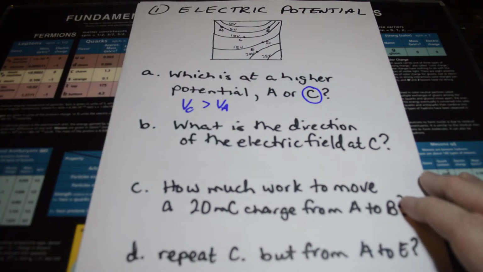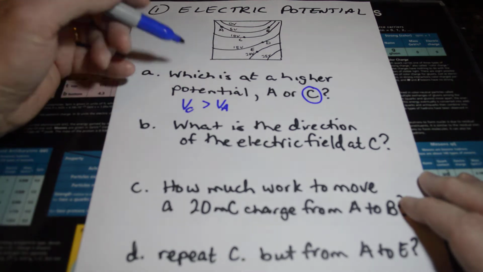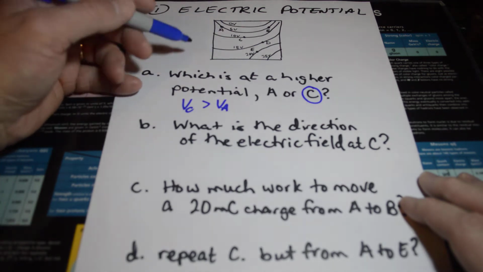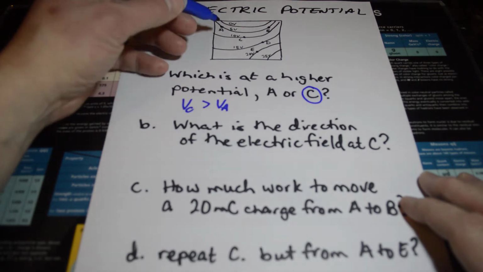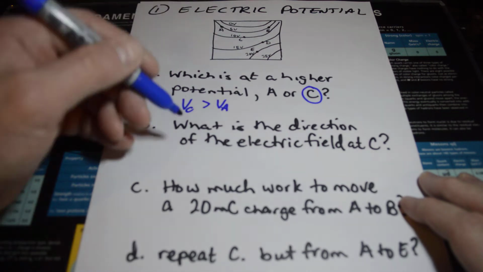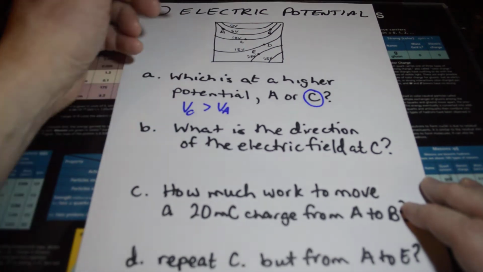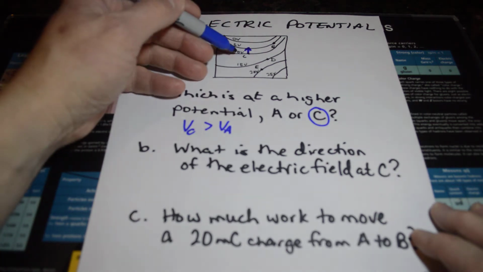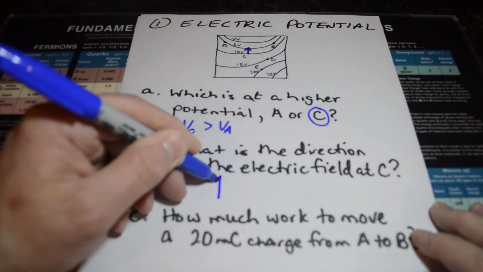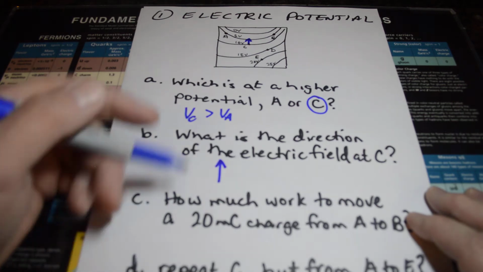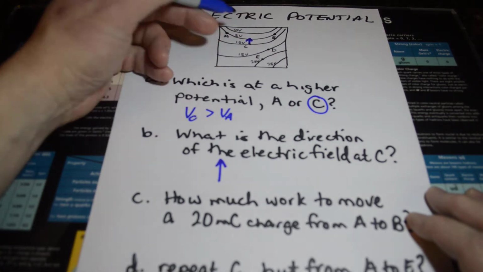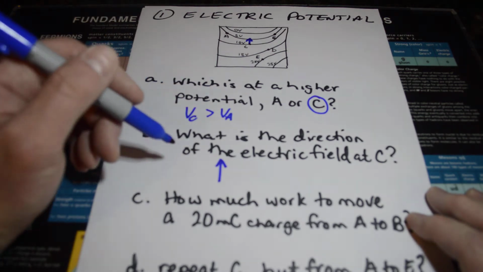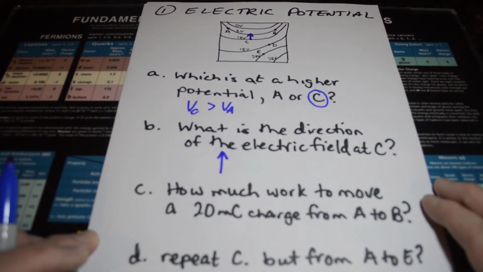Next question. What is the direction of the electric field at point C? Well, the electric field is defined to go from higher potential to lower potential. So on this figure, the electric field is going to go from 10 volts to 5 volts. So the direction of the electric field there should be from C up towards that line on the figure. Hopefully that makes some sense to you.